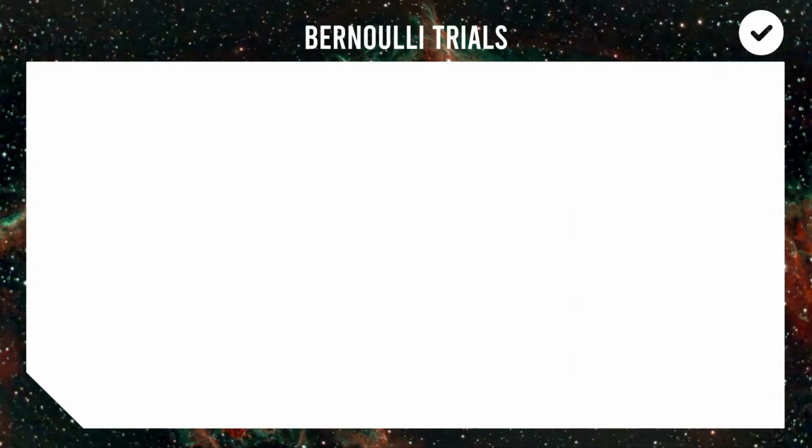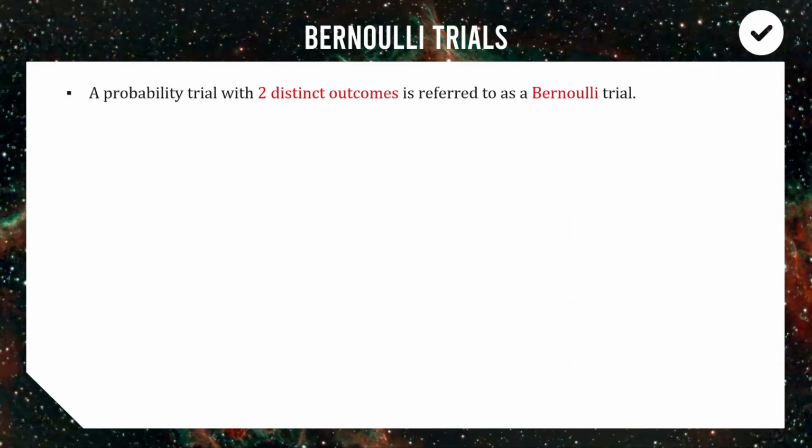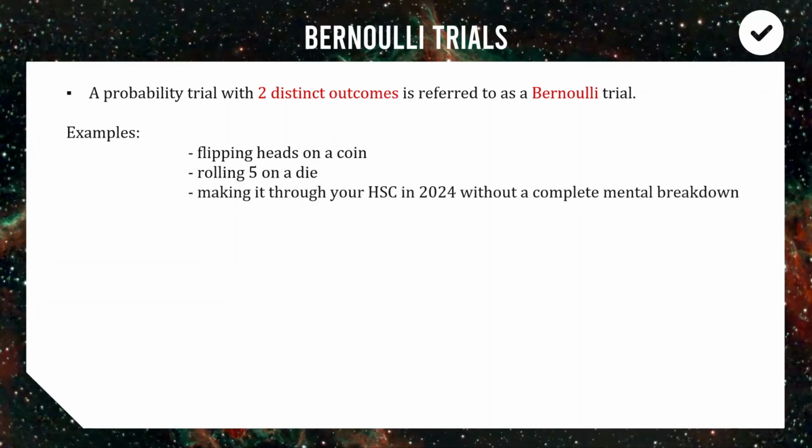Starting off with just what a Bernoulli trial is. A Bernoulli trial is any probability experiment where there's only going to be two distinct outcomes: pass or fail, right or wrong, heads or tails. I don't know how Mr. Bernoulli managed to get a coin flip named after him, but there you go. Heads on a coin, 5 on a die are two things that you can either succeed or fail at, so they're considered Bernoulli trials. Another one could be making it through your 2024 HSC with or without a complete mental breakdown. Hopefully with enough mathematics, you'll be leaning towards success rather than failure.